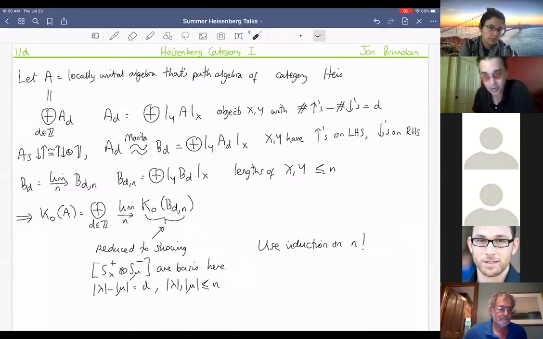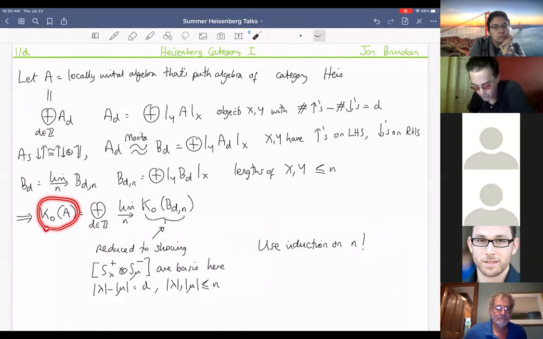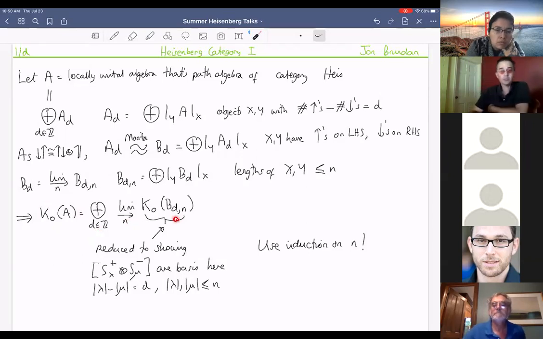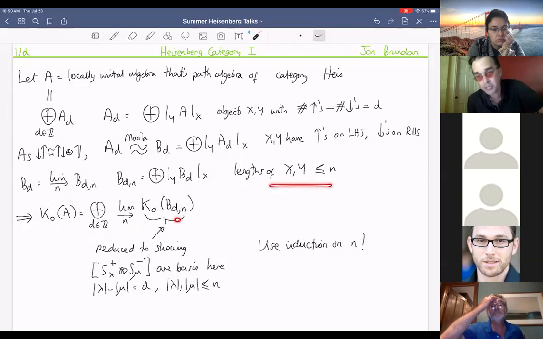After these reductions, what we're trying to calculate is the Grothendieck group of A. These reductions tell us it is the direct sum over all D of the direct union of the Grothendieck groups of all of these B sub D,N. This is just some formal reductions. Now these B sub D,N are actually unital algebras, because there are only finitely many objects X and Y satisfying these conditions for B sub D,N.